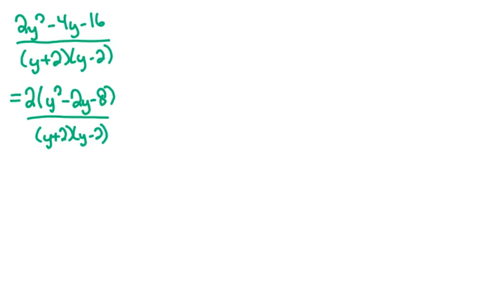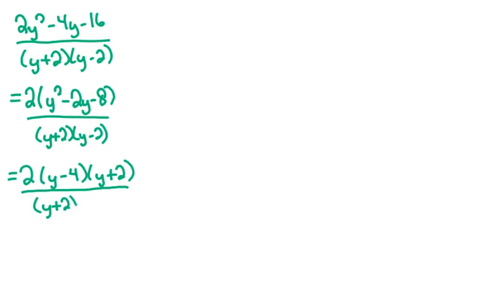Looking now at that trinomial in brackets, do we have two numbers that both multiply to negative 8 and also add to negative 2? Yes. That would be y minus 4 and y plus 2. Again, still over y plus 2, y minus 2. Now that we're fully factored, we can look at things to cancel. We have y minus 2, sorry, y plus 2.